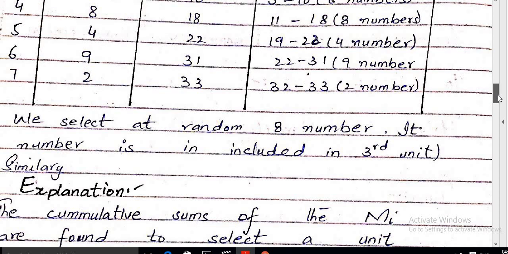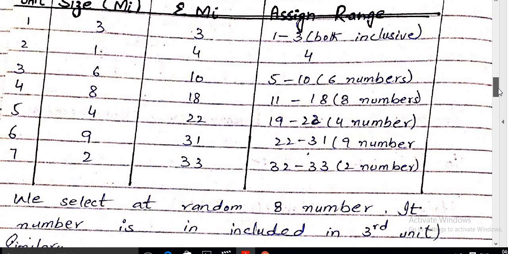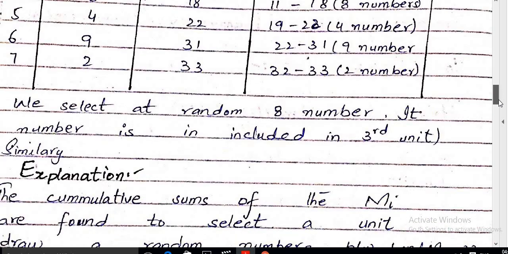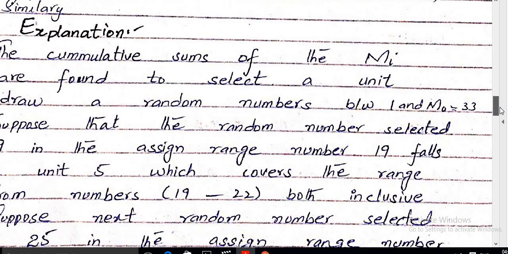Now we select a random number, 8. This number is included in the third unit, so the third unit has been selected as a sample. Explanation: the cumulative sums of the Mi are found, and to select a unit we draw a random number between 1 and 33.